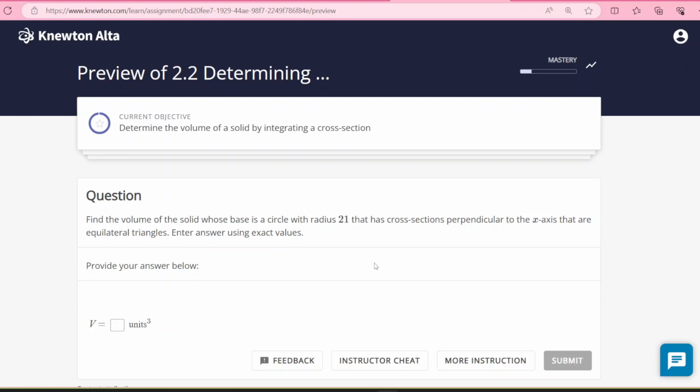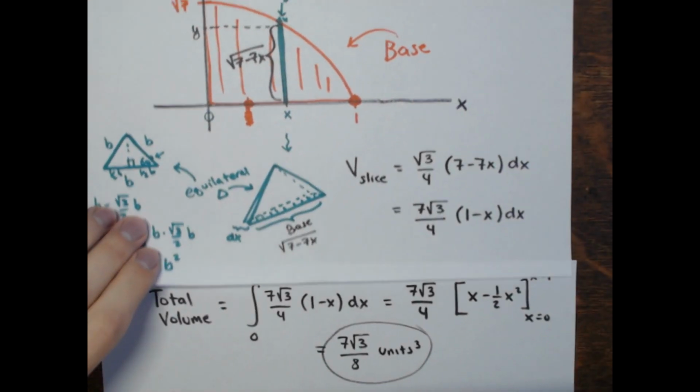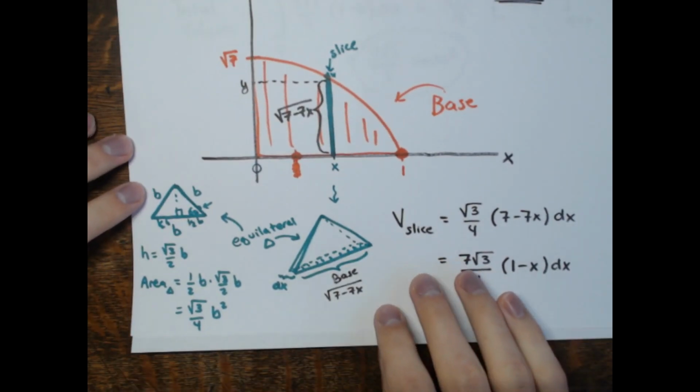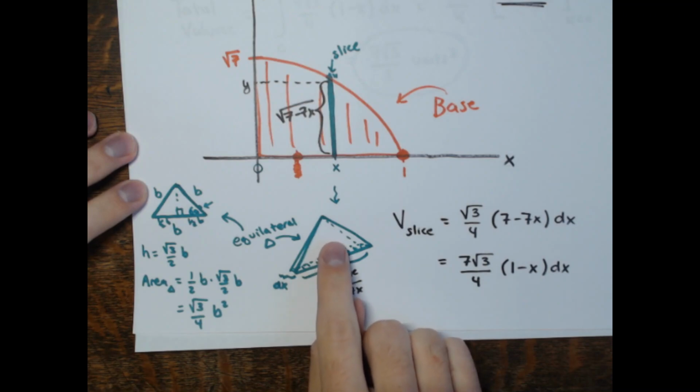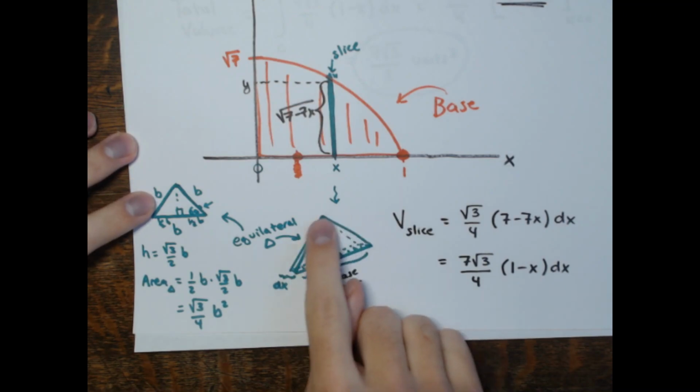So one more question here. Find the volume of the solid whose base is a circle with a radius of 21 that has cross sections perpendicular to the x-axis that are equilateral triangles. It's back to the paper. So keep this in mind. This happened last question. They said the cross sections were equilateral triangles. So we'll have slices looking like this again.